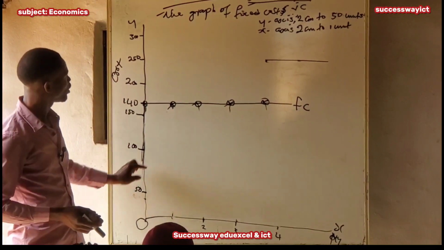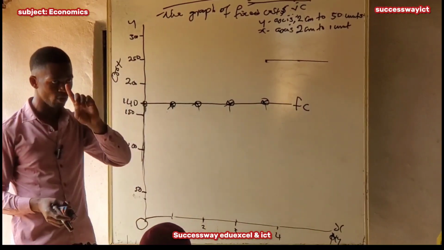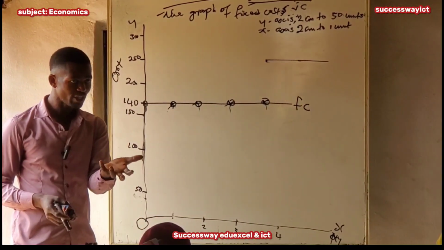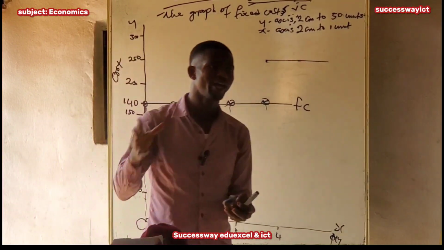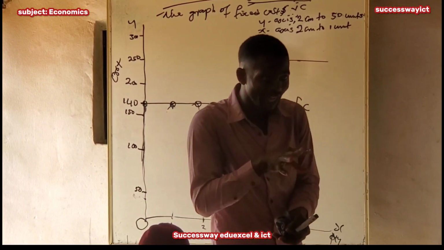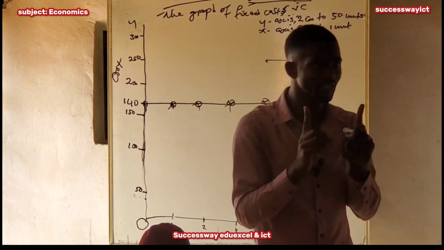The next one, the one I'm doing now, is for variable cost. I am superimposing it. To superimpose means get a graph and draw it on the other or the first graph. 2 in 1. Exactly now.